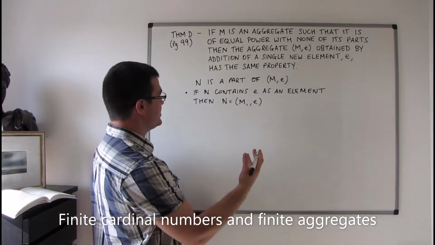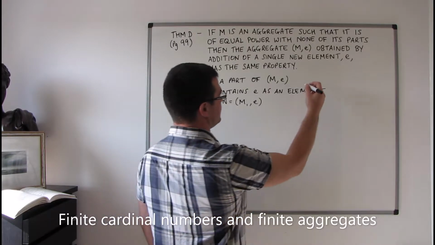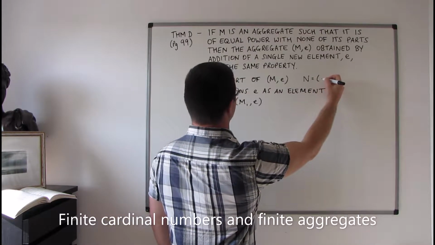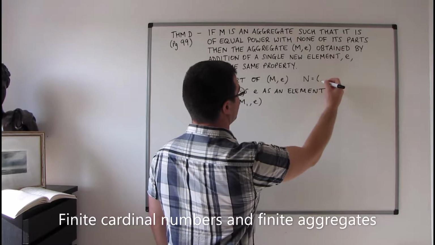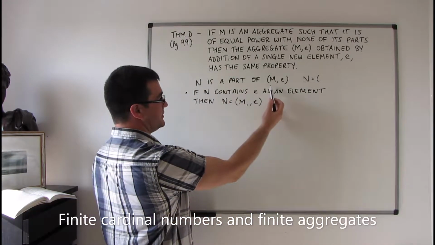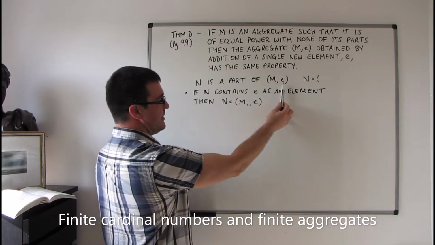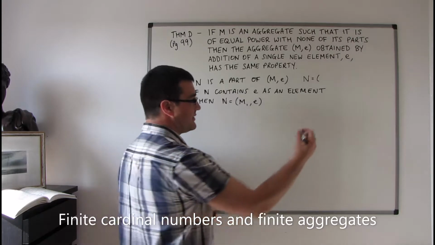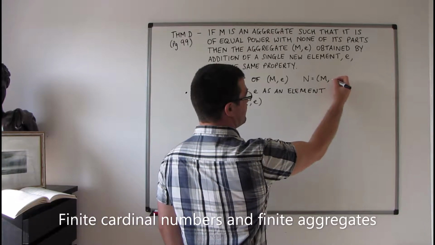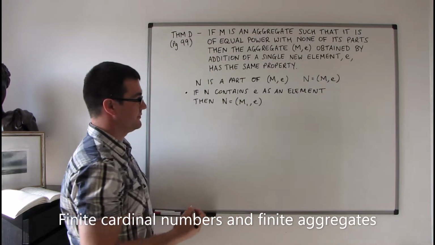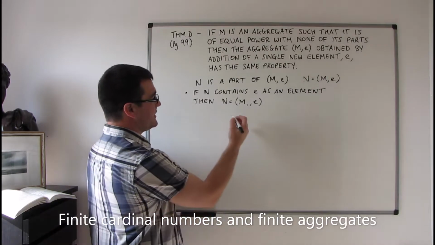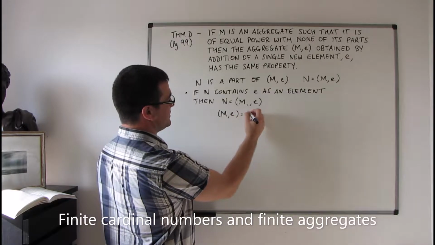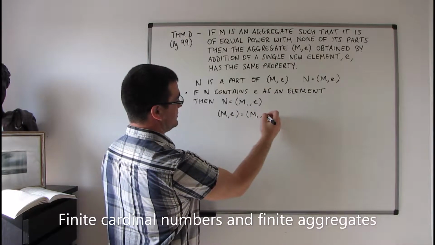Okay, and now let's assume that N is equal, in power, to ME. So N is a part of ME. Let's assume that it's equal in power, which does imply that it's actually going to be equal to ME itself. So therefore we get that ME is equal to M1E.